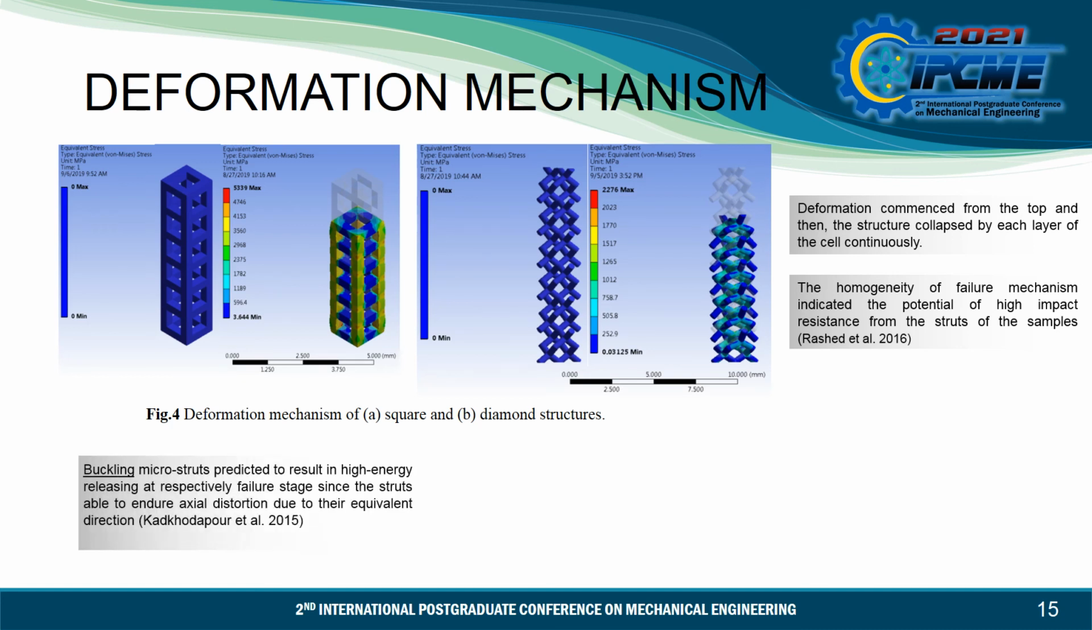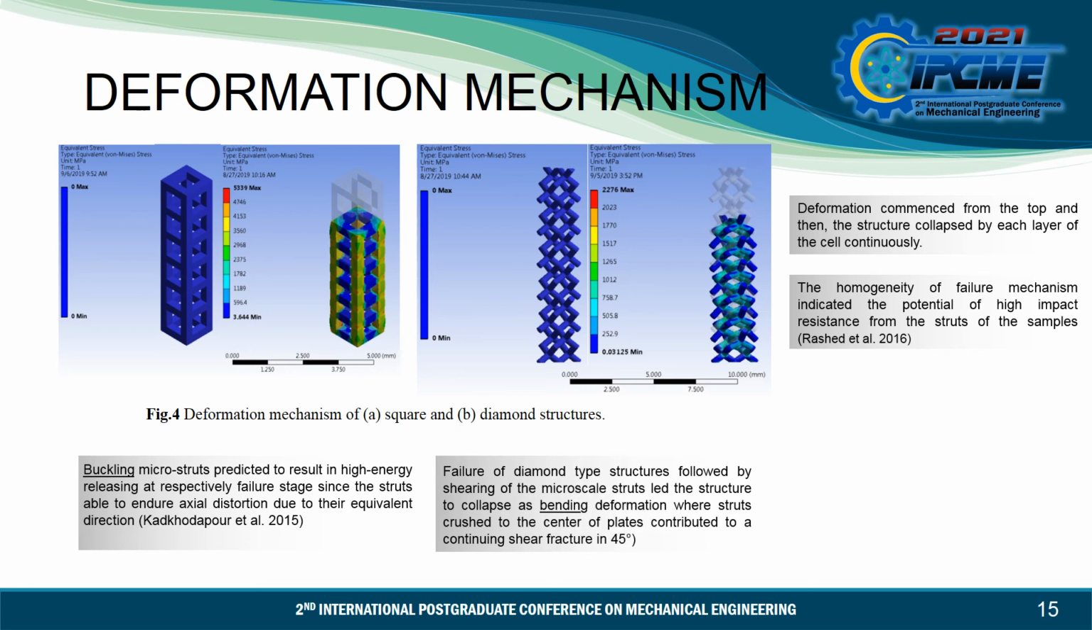Okay, for the square unit cell, there is buckling of the microstruts predicted to result in high energy release at the respective failure stage, since the struts are able to endure axial distortion due to their equivalent direction. For the diamond, failure of diamond-type structures is followed by shearing of the microscale struts, leading the structure to collapse as bending deformation, where struts crush the center of plates and contribute to a continuous shear fracture at 45 degrees.